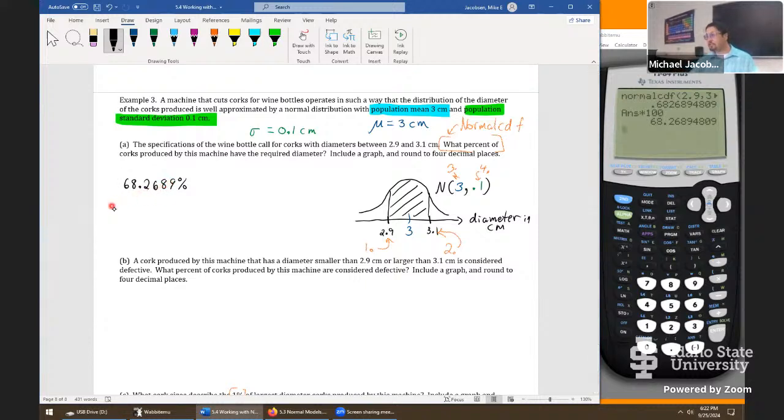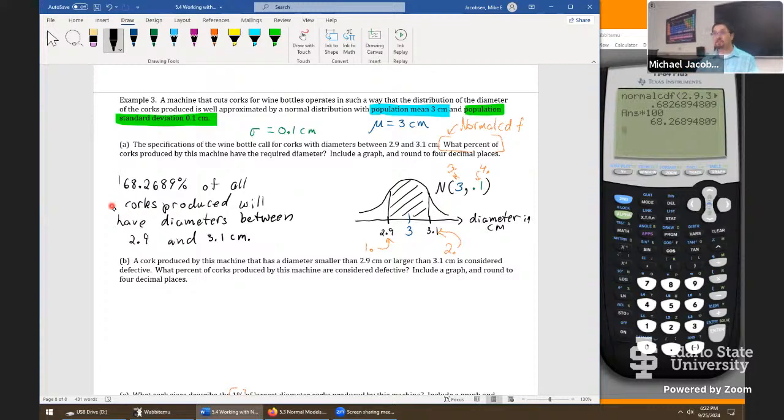So we could say here, 68.2689% of all corks produced will have diameters between 2.9 and 3.1 centimeters. Kind of concerning for the company. But any questions, folks, with the conclusion to part A?